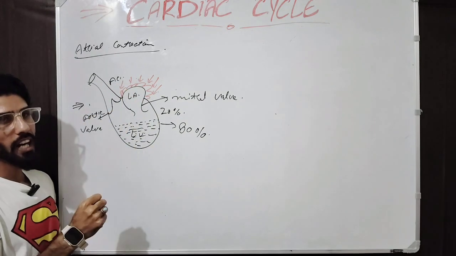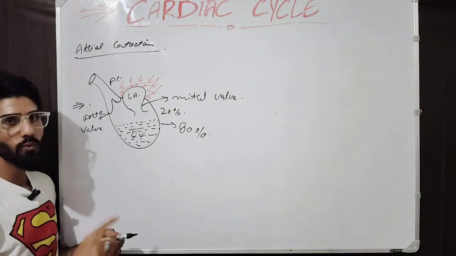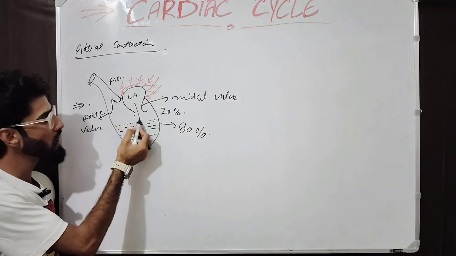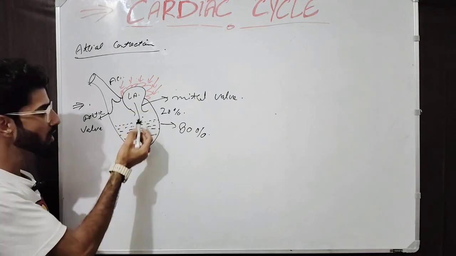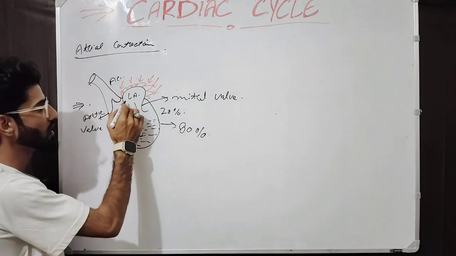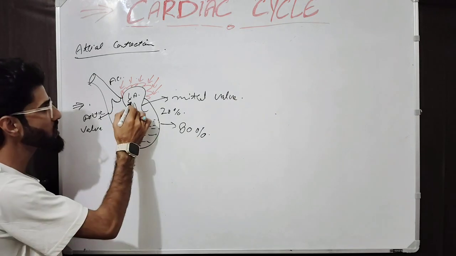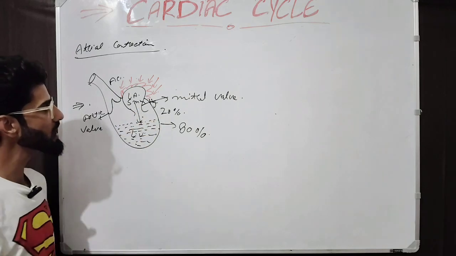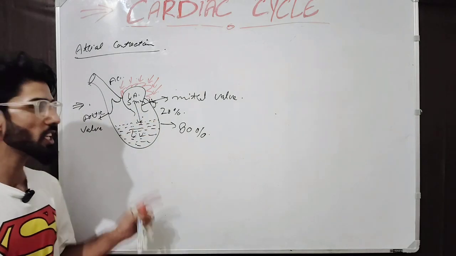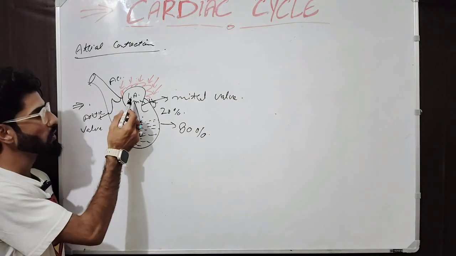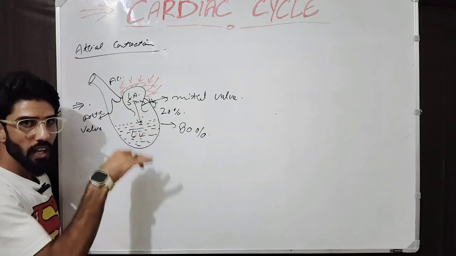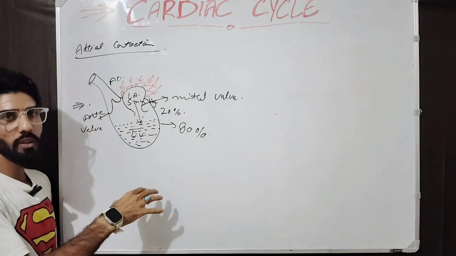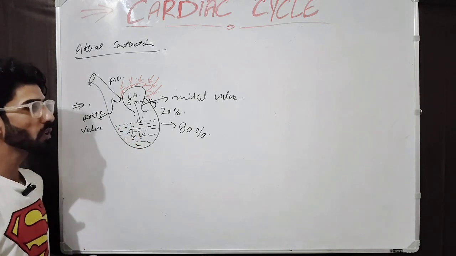When the left atrium contracts, not only will it eject the volume into the left ventricle, but the pressure will also be transferred from the left atrium into the left ventricle. The pressure normally in the left atrium is 5 to 6 millimeters of mercury. When the left atrium contracts, it will transfer the blood and the pressure into the left ventricle.